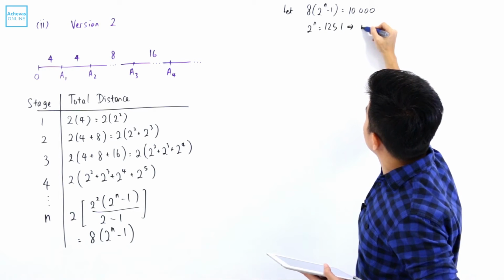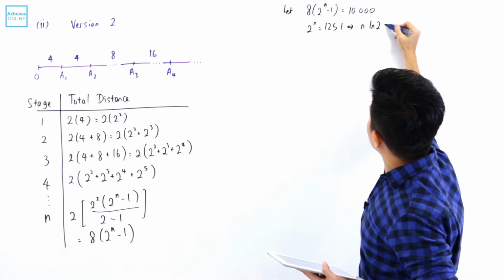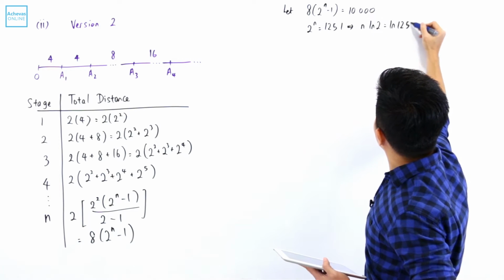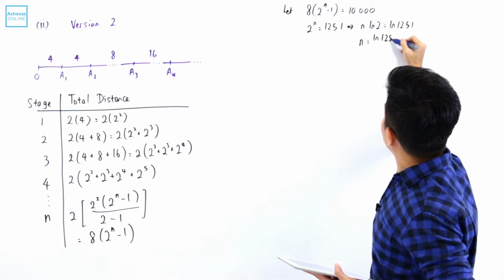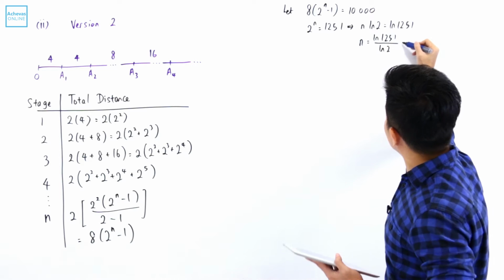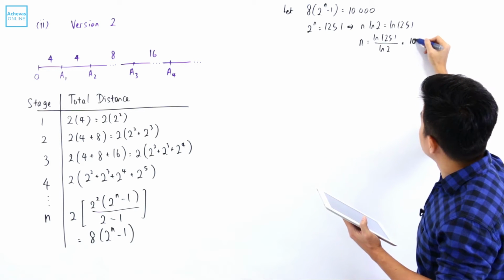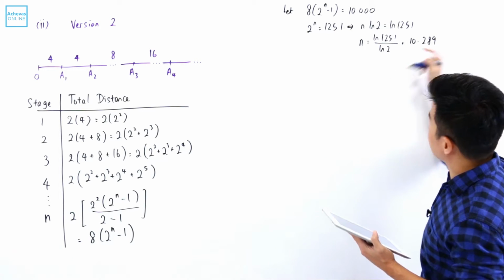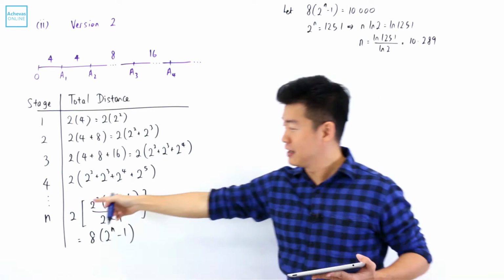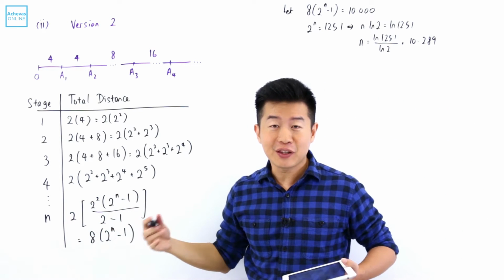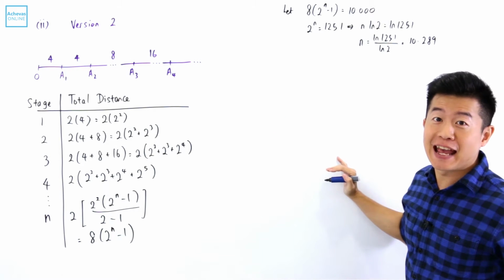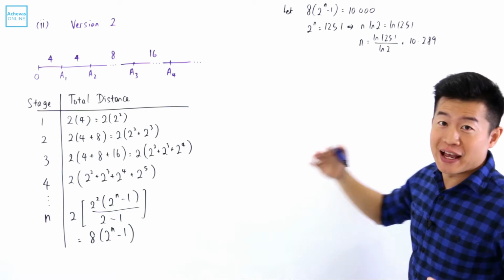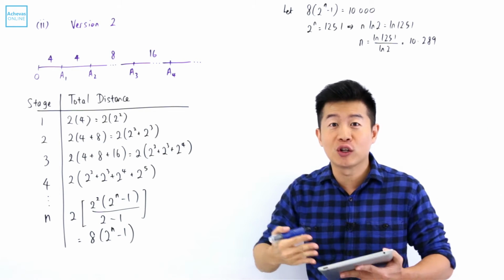If I were to ln both sides, it will be n ln 2 is equal to ln 1251. So n is going to be ln of 1251 divided by ln 2, and this is equal to 10.289. And over here is the nth stage, which means that for the athlete to complete the 10 km, it is going to be after he has finished running all 10 stages.